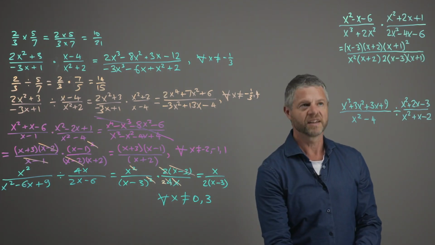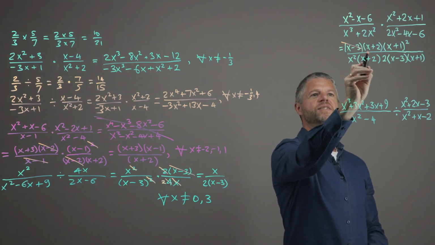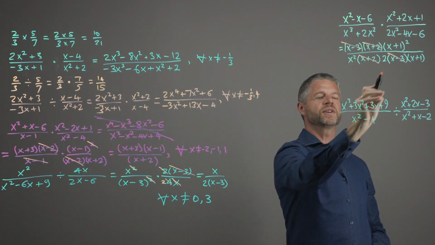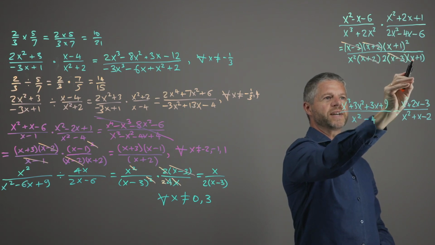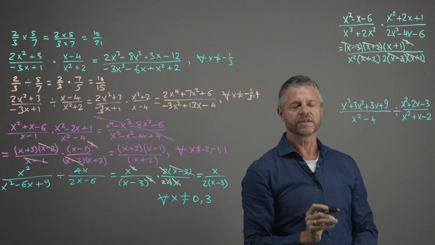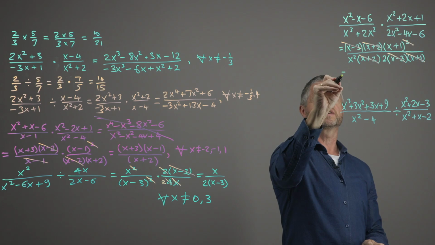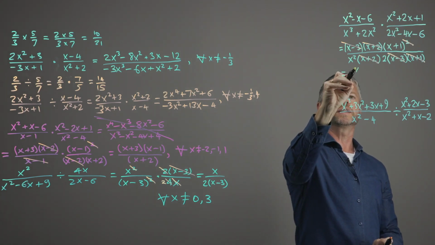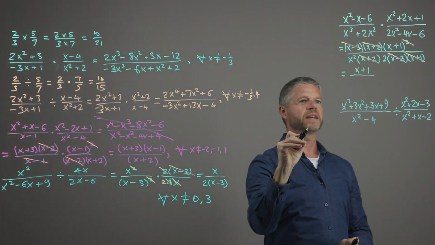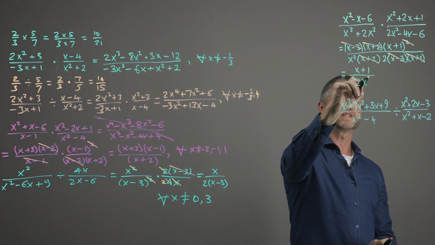Okay, let's do some cancelling. Let's see, I got x minus 3 and x minus 3, x plus 2 and x plus 2, x plus 1 squared and x plus 1, so one of those x plus 1s would cancel on the numerator. And I'm left with x plus 1 in the numerator and 2x squared in the denominator.